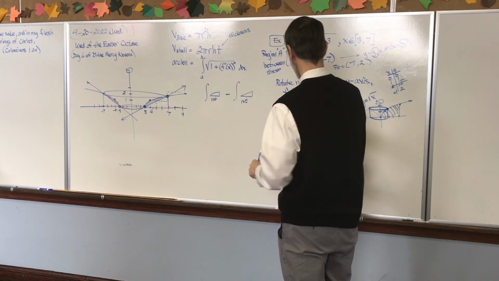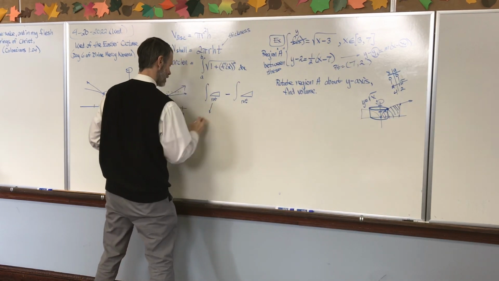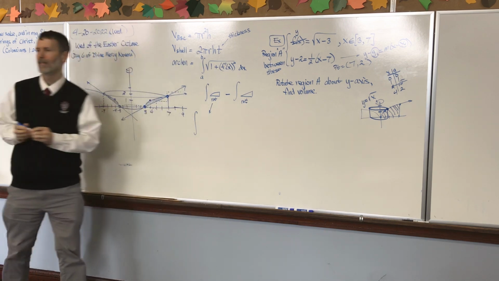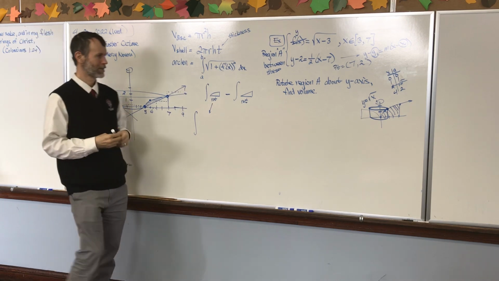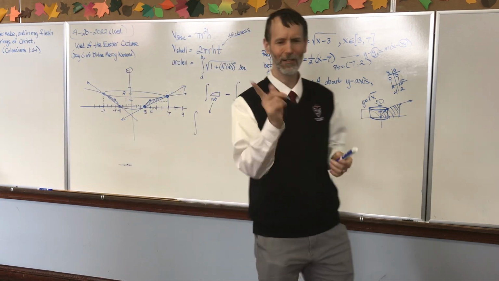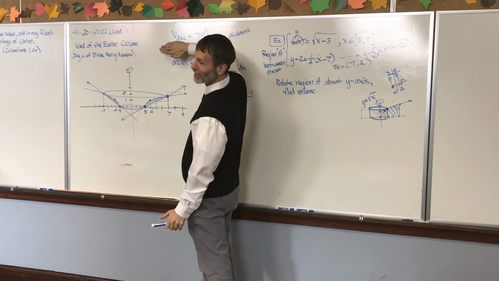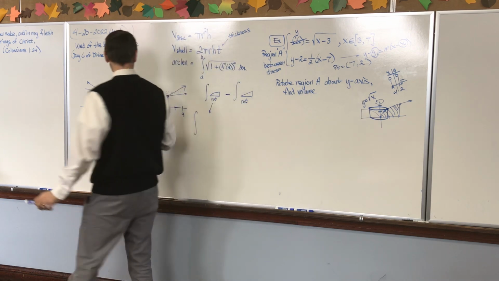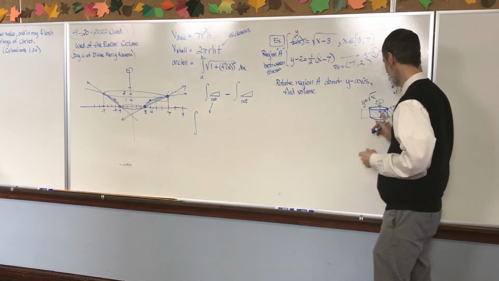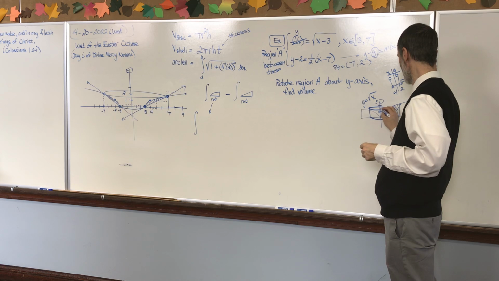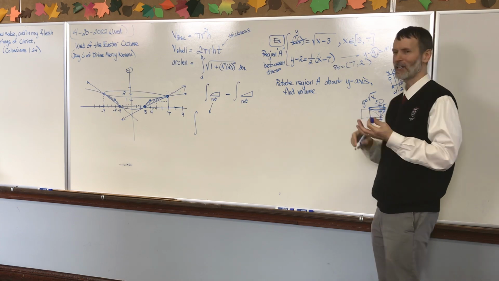I'll just try and write small over here. Can somebody give me the shell volume for this thing? What's the volume of a shell again? Julie, Sushant. 2 pi r h t. In this particular case, 2 pi, what's r? dy or dx? It's big. It's either x, y, dx, or dy.